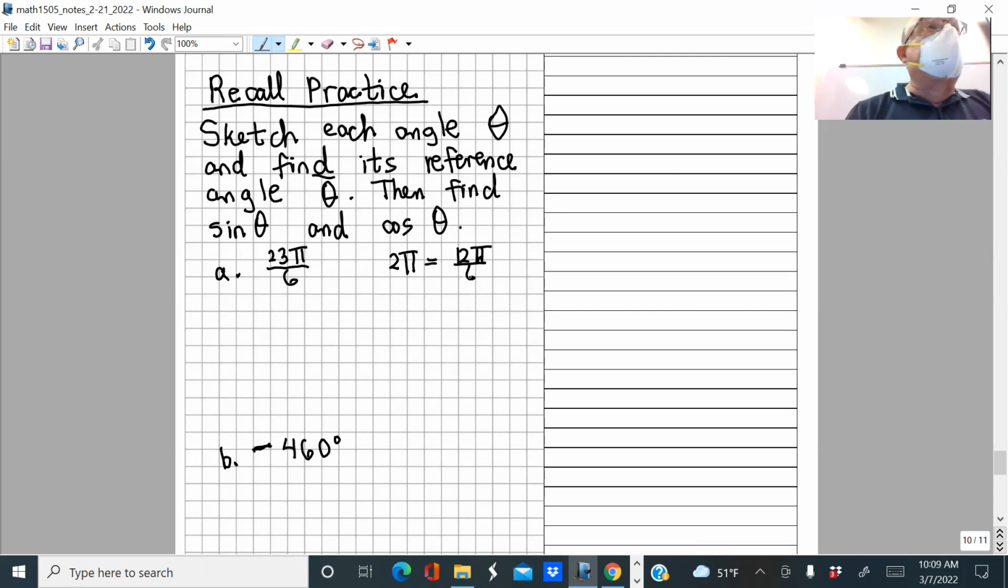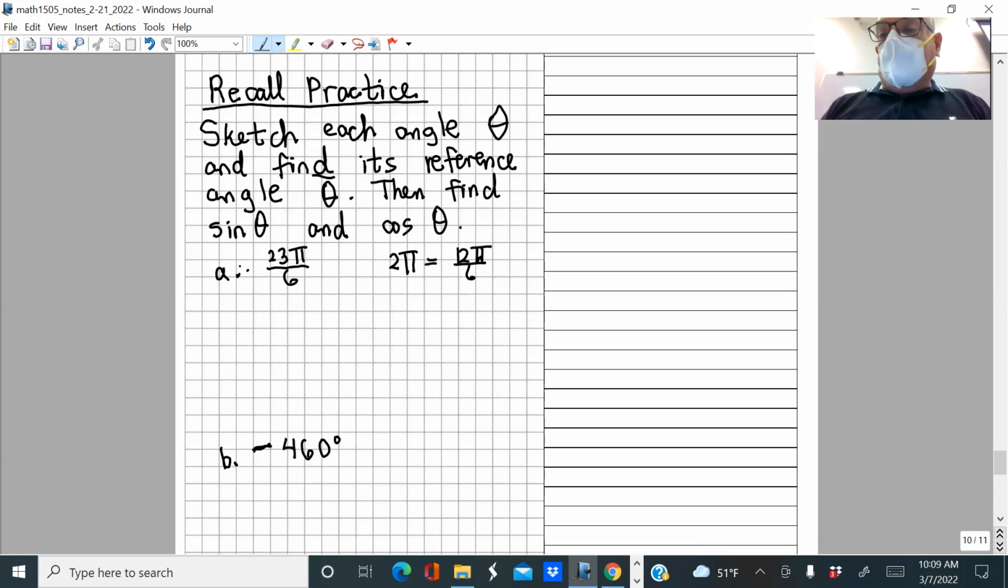If you convert that to 6, 12 pi over 6 is 2 pi, right? So keep that in mind. That's helpful when you're drawing 23 pi over 6 to remember that 1 revolution is 12 pi over 6, right? So you can already see you've got more than 1 revolution in that angle, that you're going to have to account for when you're drawing it.